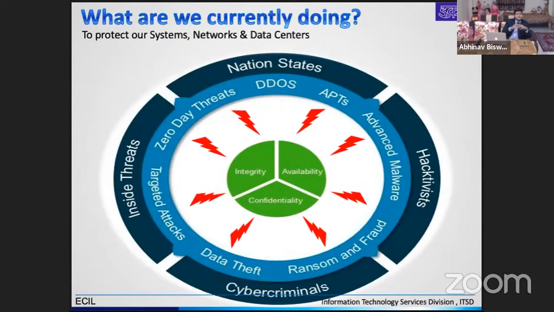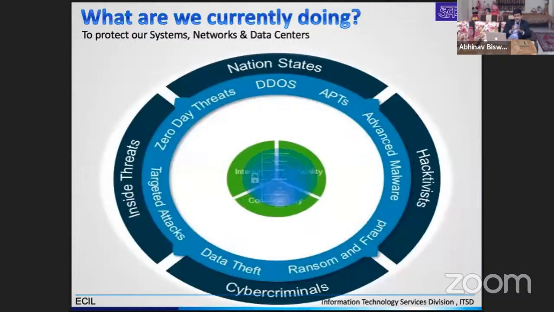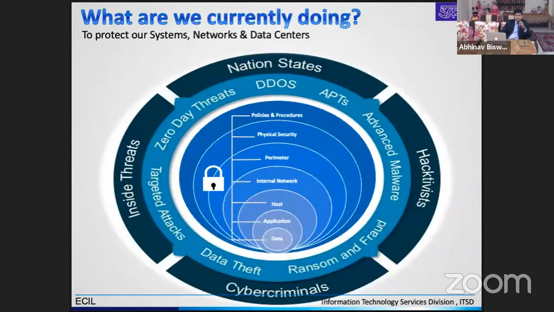And what are the technologies and tools they're using? They're using APTs, like we discussed, advanced persistent threats, DDoS mechanisms, zero-day threats, targeted attacks, ransomware, and advanced polymorphic malware also they are using. So these are the attack vectors, right? And what is the solution? The solution here is that we need to think security at all these levels, starting from data level, application, host, internal network, perimeter, physical security, and finally policies and procedures.